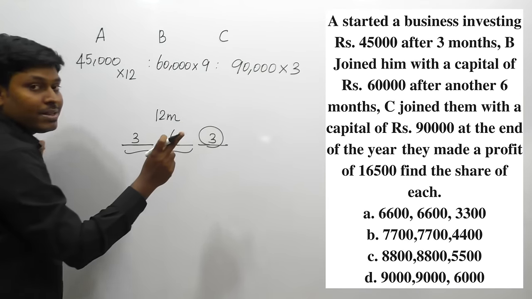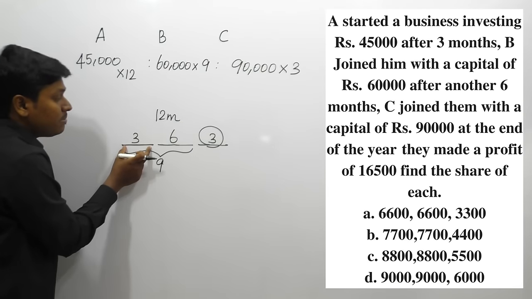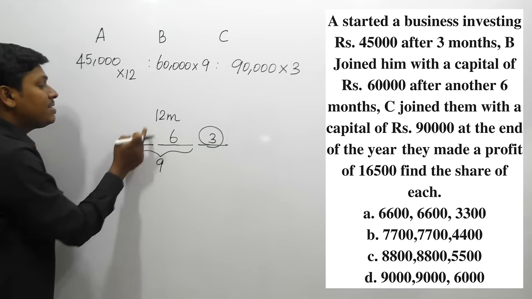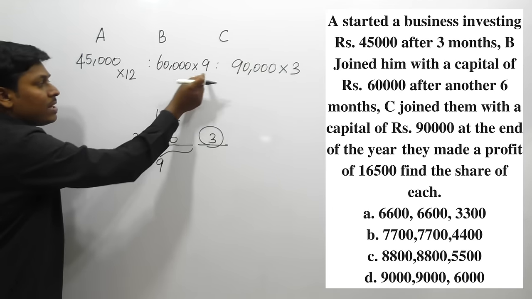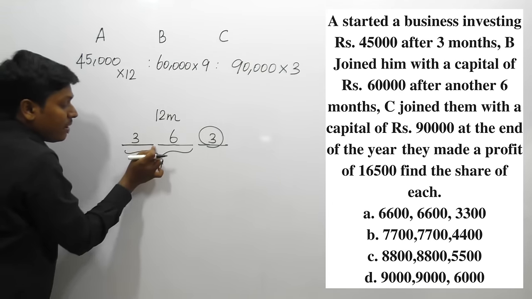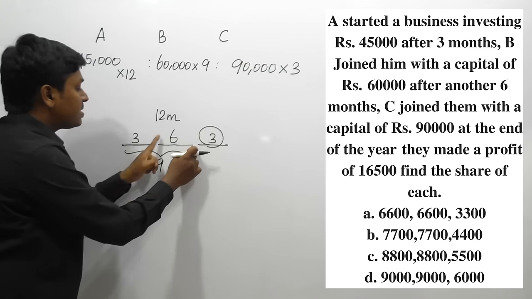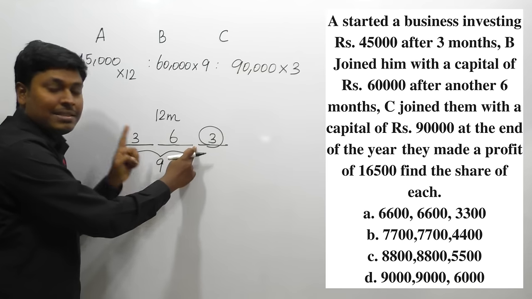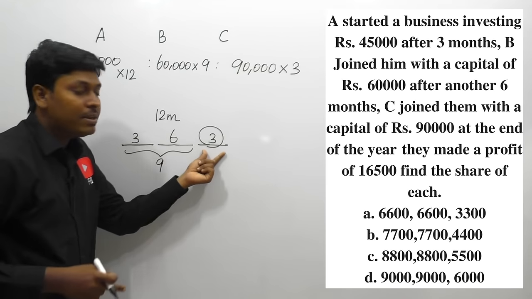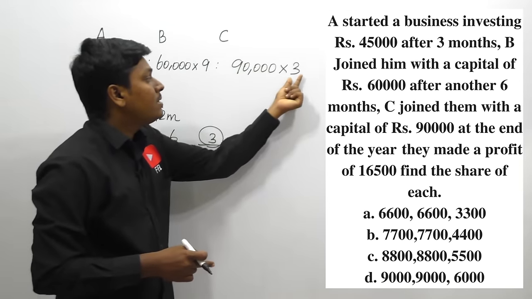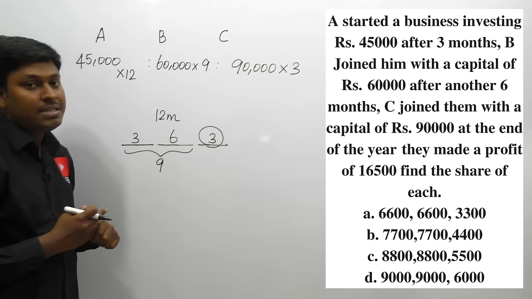So we can surely say that the person C will be in the business for 3 months. So friends, are you able to understand this concept? For the first 3 months, B was not in the business. So 12 minus 3, 9 months, B will be in the business, right? From here, after another 6 months, C joins. So 3 plus 6 will be 9. For the first 9 months C was not in the business, so the remaining will be 3 months. So we can surely say that the last 3 months, the person C will be in the business.